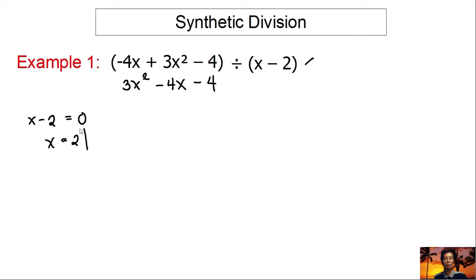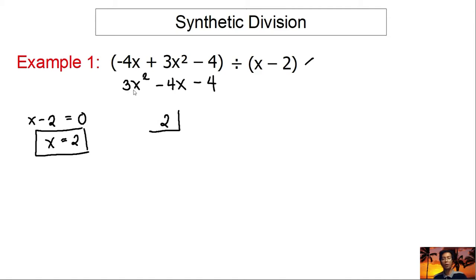Yung x equals 2 po na to, ito po yung ating magiging multiplier mamaya. So, since x is equal to 2, we're going to write 2 here and then put this symbol. Ayan, the division symbol. So, ito po yung ipang times natin mamaya.